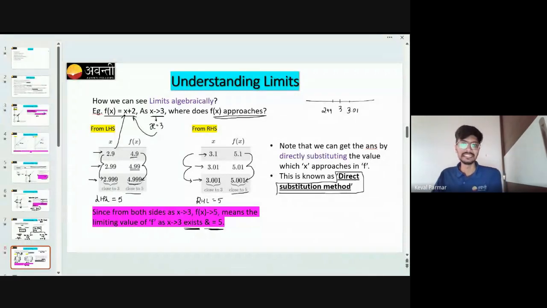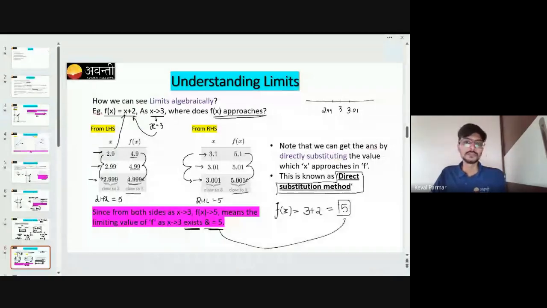As you can see here in f of x, as we substitute x equal to 3, we will get 3 plus 2, which is equal to 5. So basically the limiting value is 5. Both are the same. So in some cases, we can directly substitute the approaching value into the function to get the limiting value.